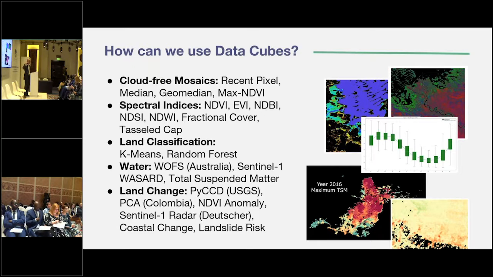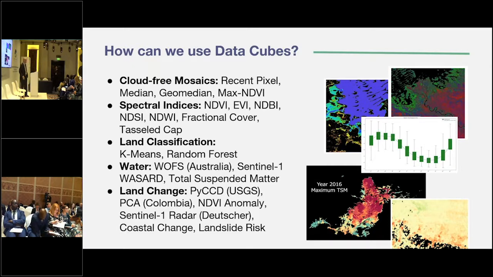These are a number of the algorithms that we have. It's about 20 or 30 core algorithms. So we can do cloud-free mosaicing, which is basically removing the clouds from optical data, spectral indices like vegetation indices and fractional cover, and NDBI, which is a built-up index for urbanization, land classification, water. He mentioned WOFS. I wish I could say it with an Australian accent, but I cannot.